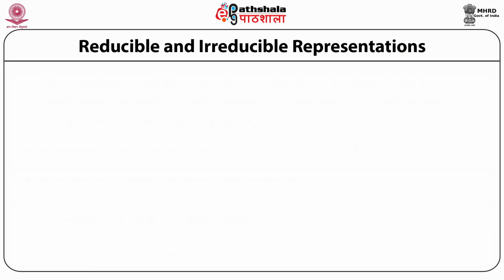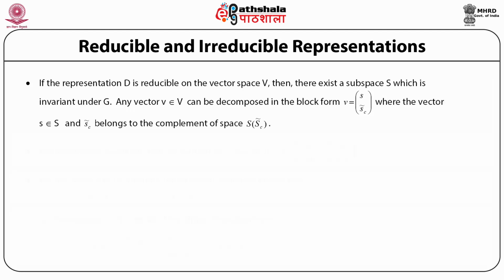Having discussed what is meant by reducible and irreducible representations, we will now show that if the representation D is reducible on the vector space V, then there exists a subspace S which is invariant under G. That is, if a matrix is reducible, then there exists a subspace which is invariant under G, which means that any vector V belonging to this vector space V can be decomposed in the block form S and S tilde, where the vectors S belong to the vector space S and S tilde belongs to the complement of the vector space S, that is S tilde.